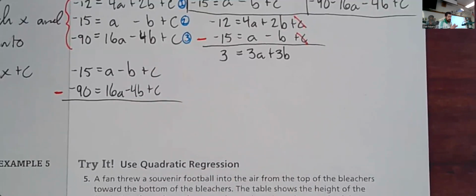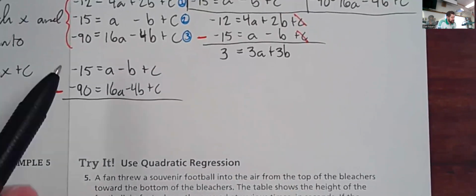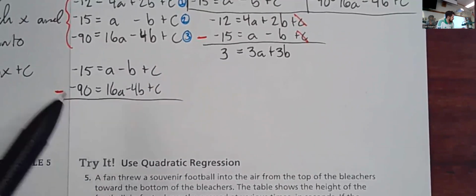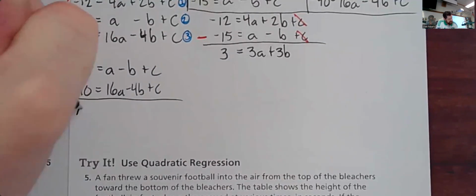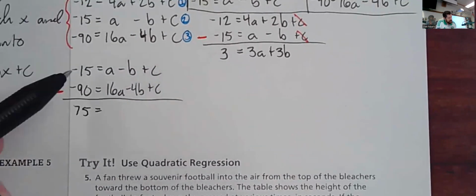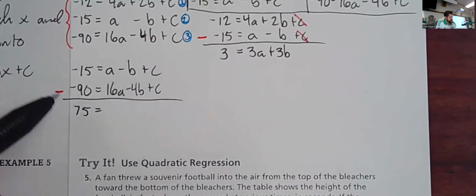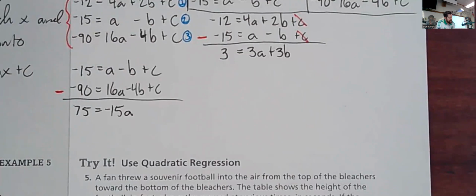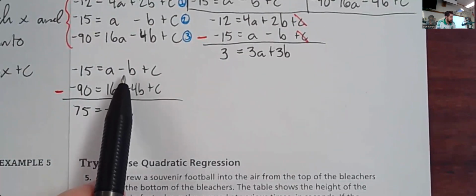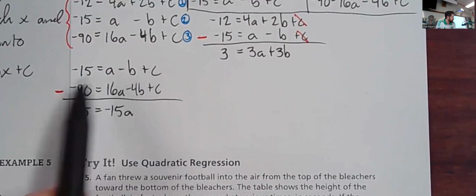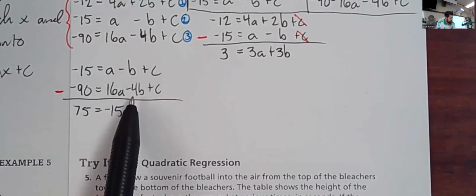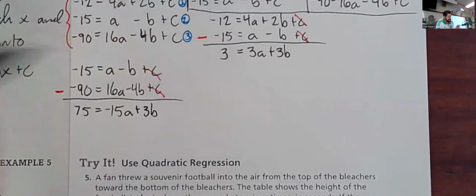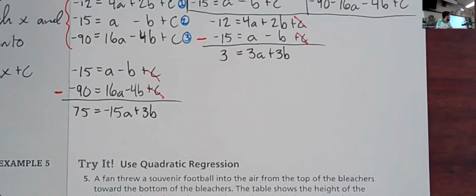So here we go. Negative 15 minus negative 90. Positive 75. Good. So that's equal to 75. And then 1A minus 16A. 1 minus 16 is negative 15. So that's negative 15A. We have a negative B, or negative 1B, minus negative 4B. So negative 1 minus negative 4. 3. Good. Plus 3B. And that's it, because the C's cancel out. C minus C cancels.